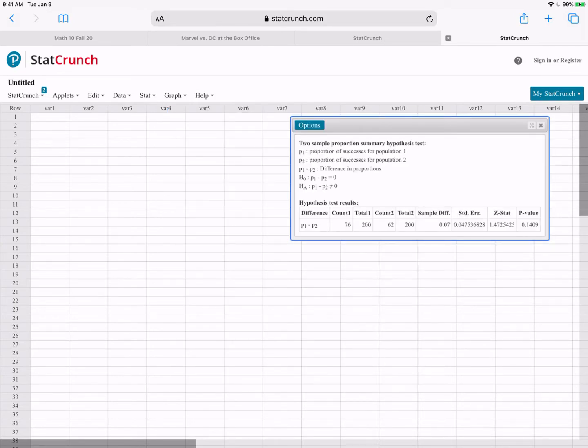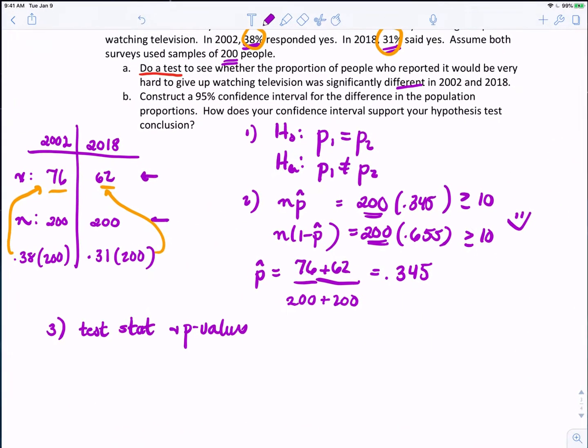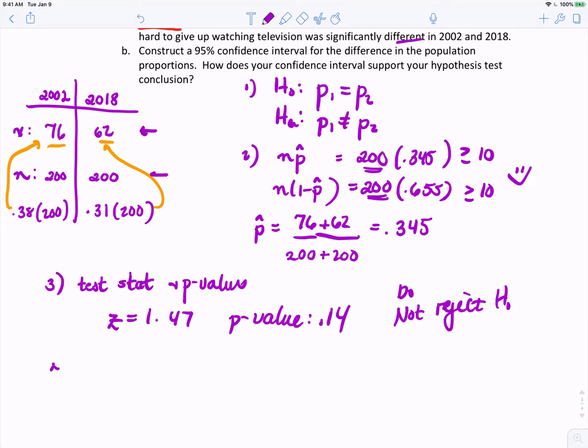All right, so here's our test statistic, 1.47, and a p-value of 0.14. So that's a large p-value. That's not an unusual sample. So we have a test statistic of 1.47 and a p-value of 0.14. So what that tells us is that these differences are not unusual. So we are not going to reject the null hypothesis.